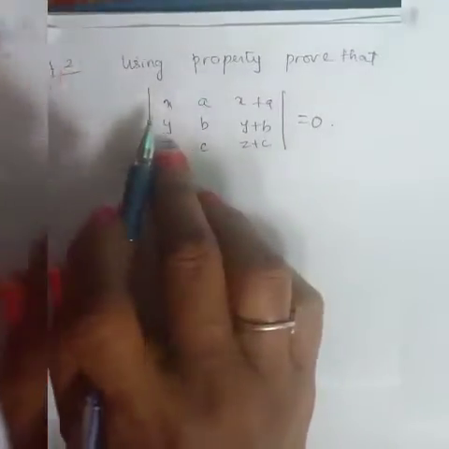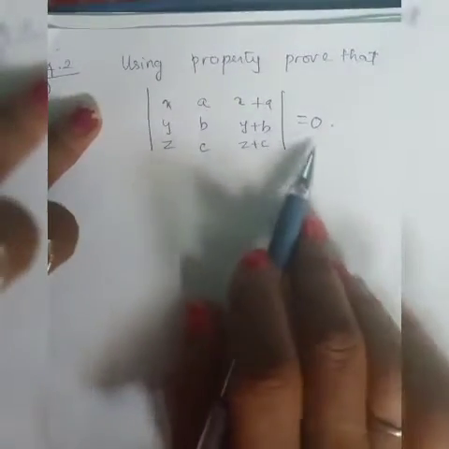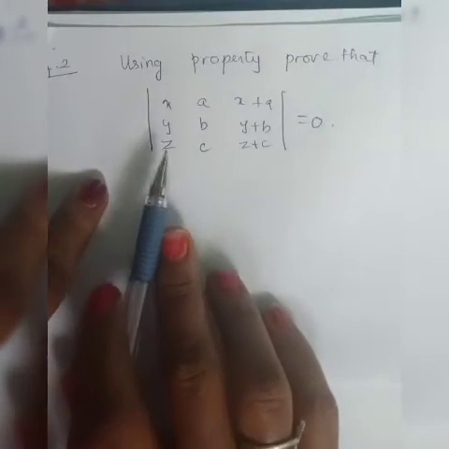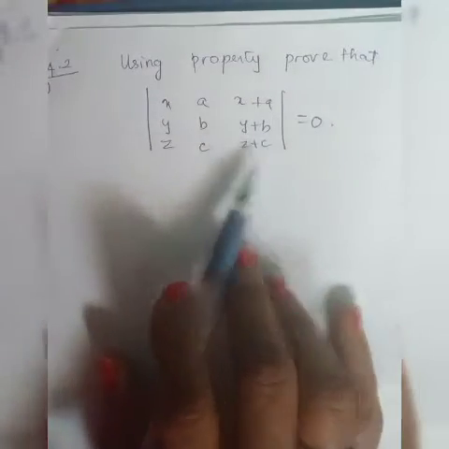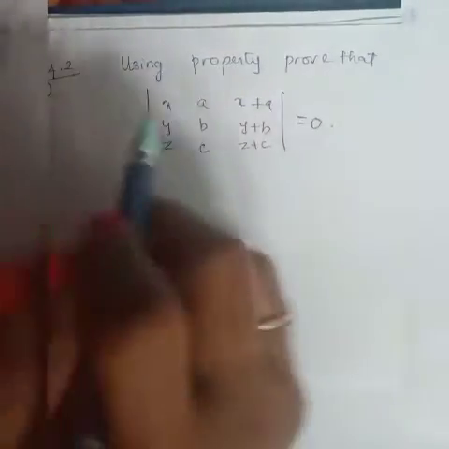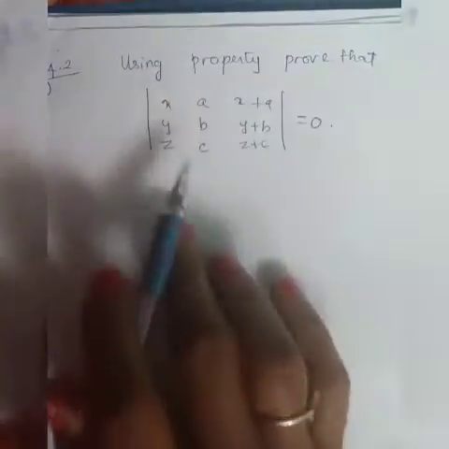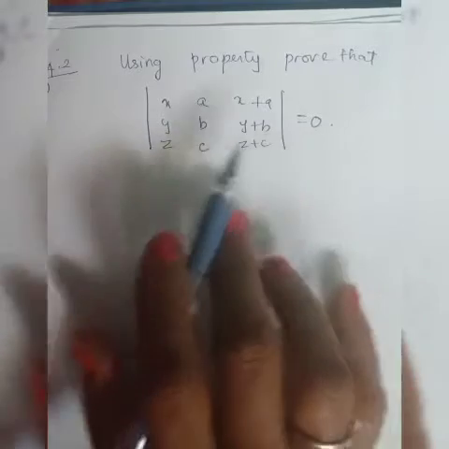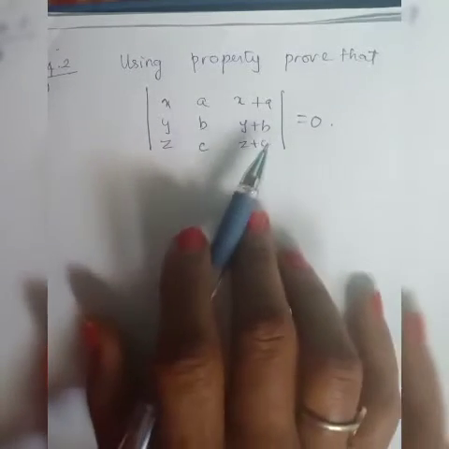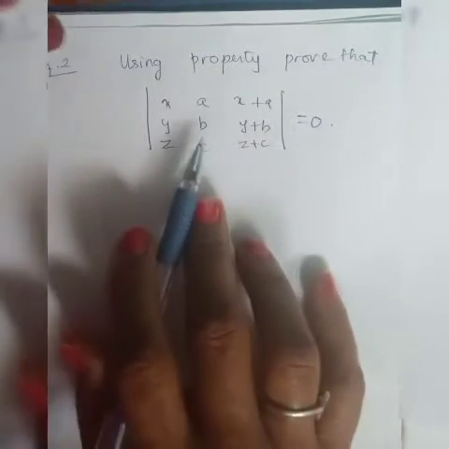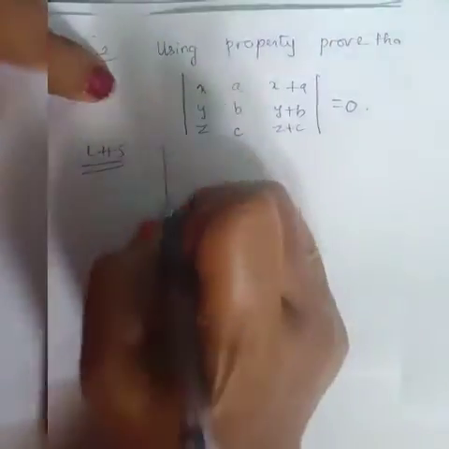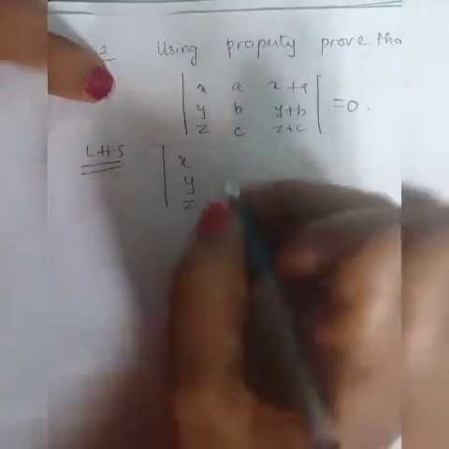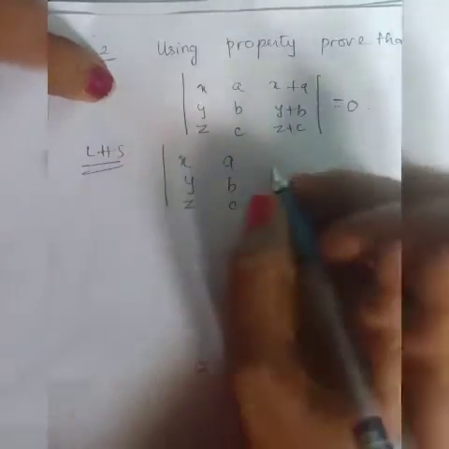Now I am going to prove this determinant value is 0. This is one of the first problems under exercise 4.2, CBSE Maths plus 2. Here I am going to prove this determinant value is 0 without the usual expansion of the determinant, whereas I am going to use one of the properties. So let us consider the left hand side of the given problem. We want to prove this is 0.